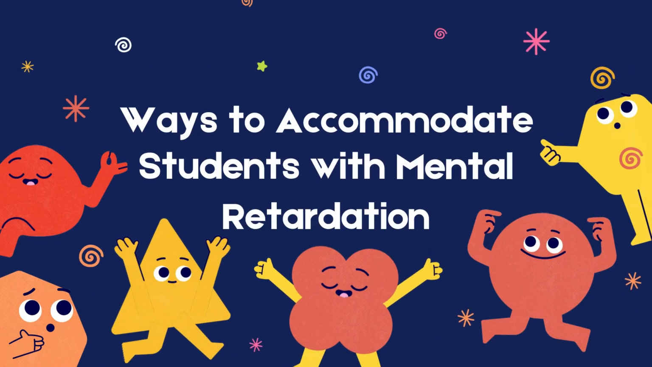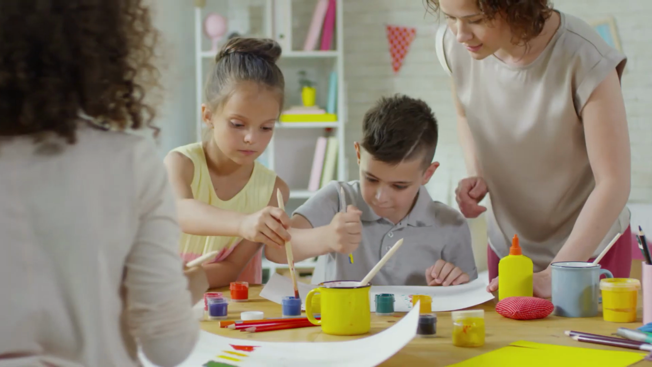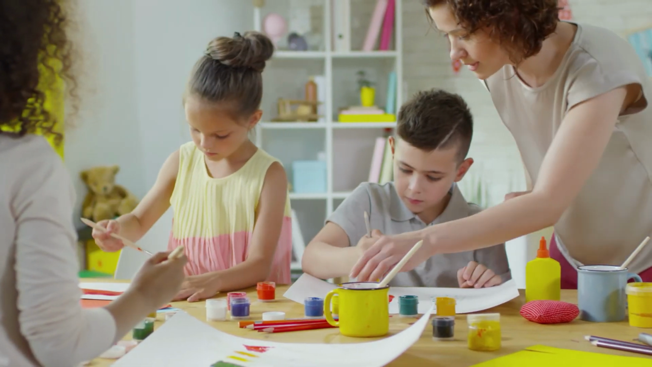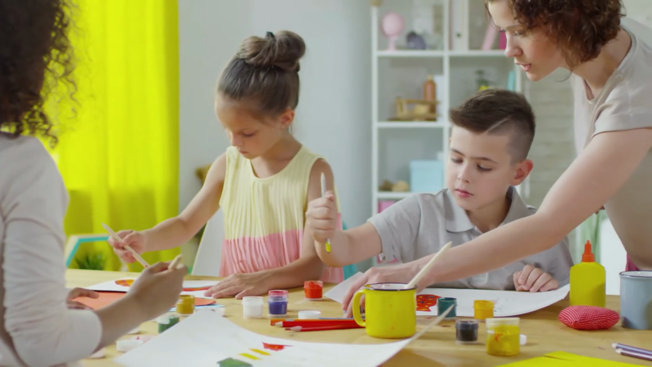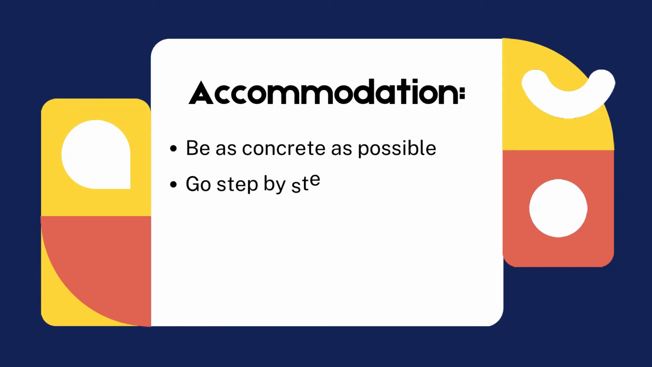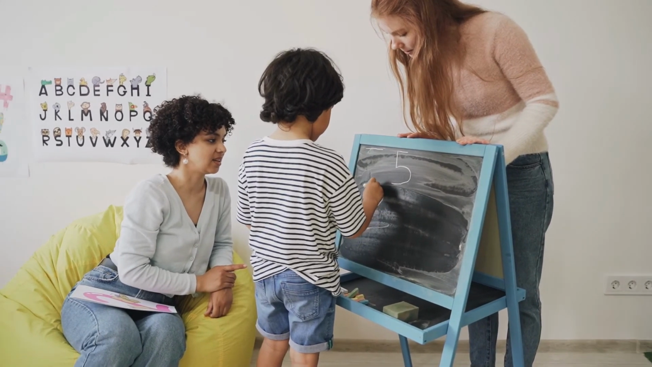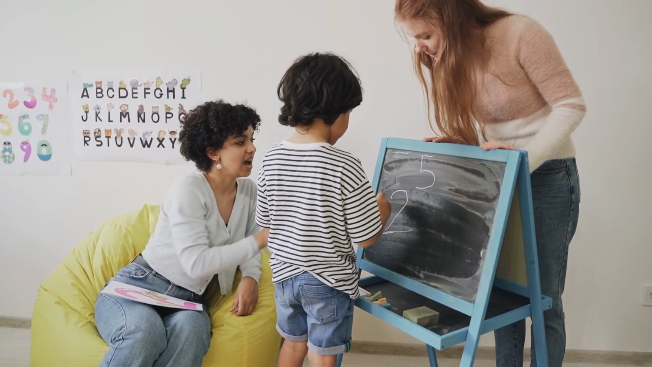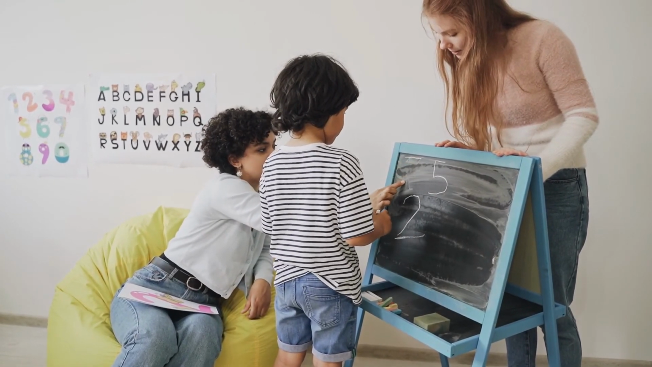So here are some of the ways to accommodate students with mental retardation. Be as concrete as possible. An effective teaching method is to demonstrate what you mean in addition to giving verbal directions. Go step by step. Break longer, new tasks into small steps. Demonstrate the steps. Have the student do the steps one at a time.